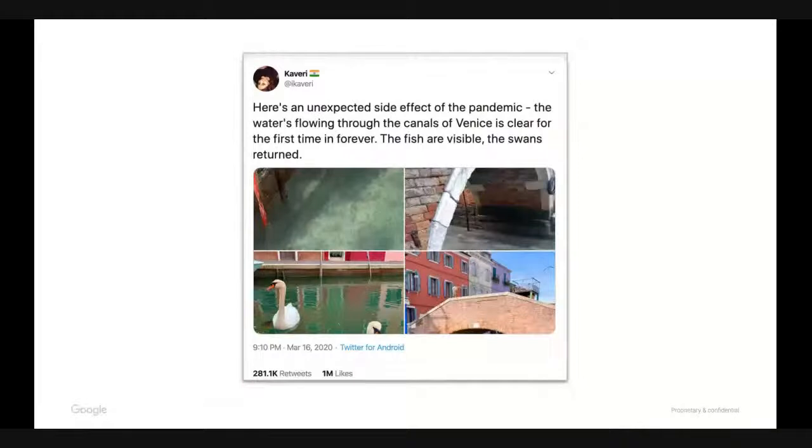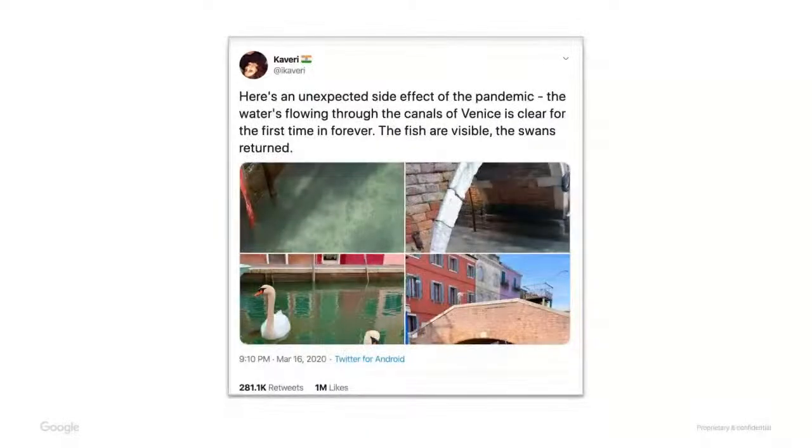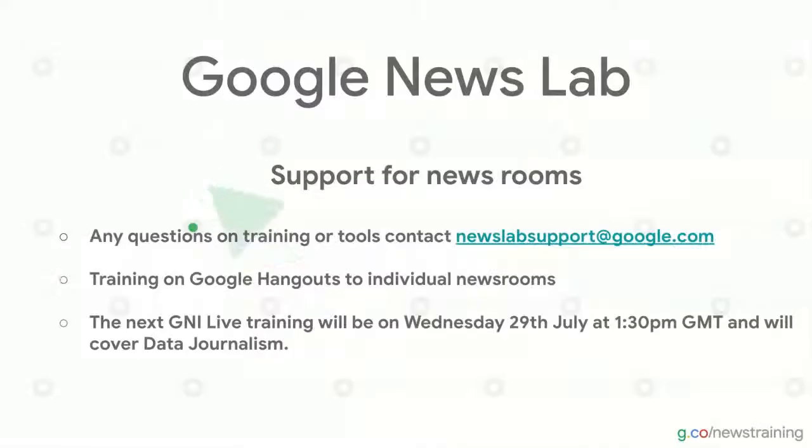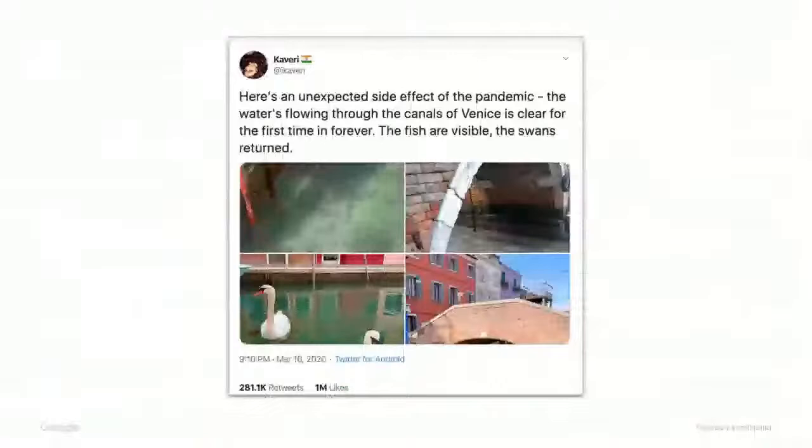So this is the example of just taking us through the initial tweet: an unexpected side effect of the pandemic, water is flowing through the canals of Venice, clear for the first time in forever, and fish are visible and swans have returned. So those are some of the ways in which you can use open source intelligence to verify that the content contained in imagery is in fact accurate.